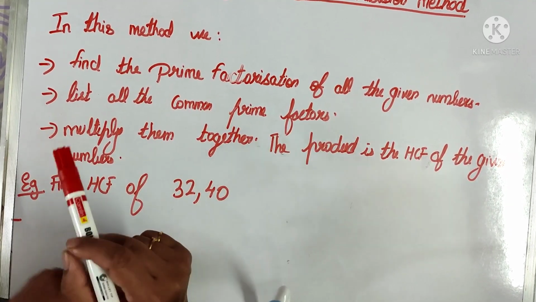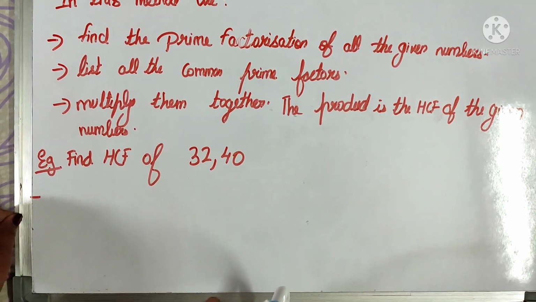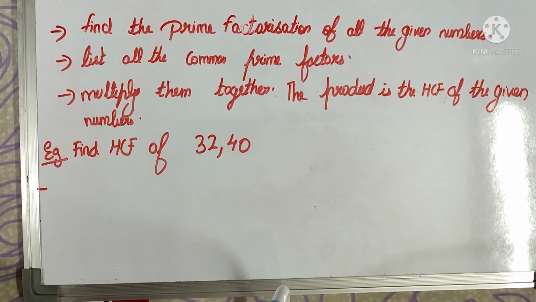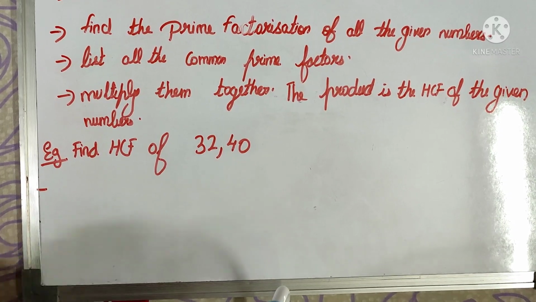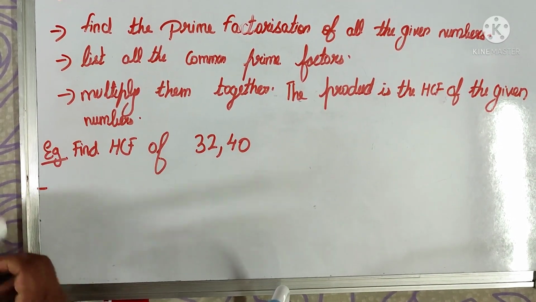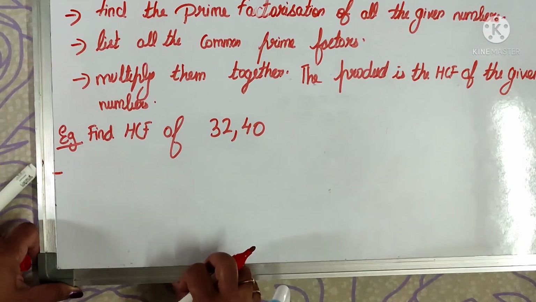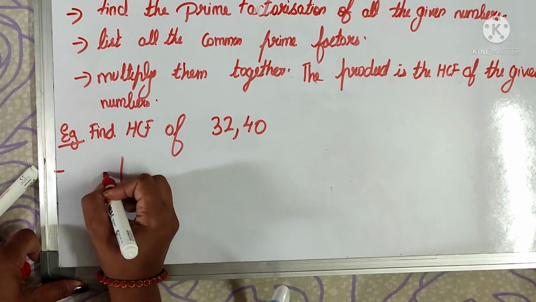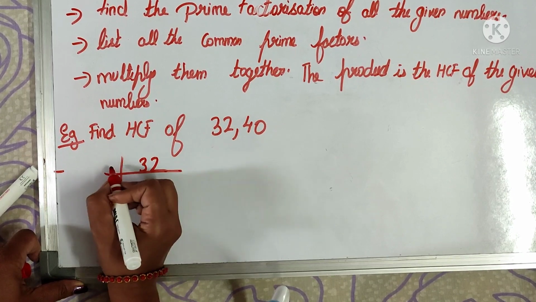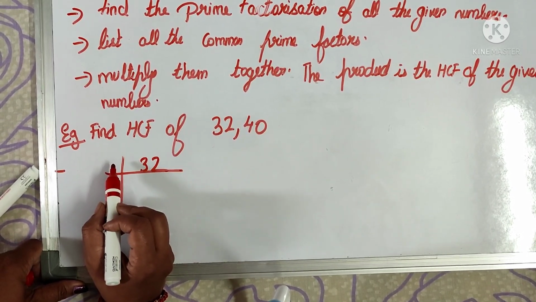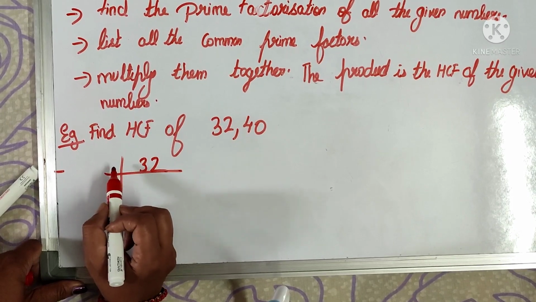Now let us solve one example. Suppose you have to find the HCF of 32 and 40 by the prime factorization method. First we will find the prime factorization of 32. For prime factorization, that means to find the prime factors of that number by the division method.